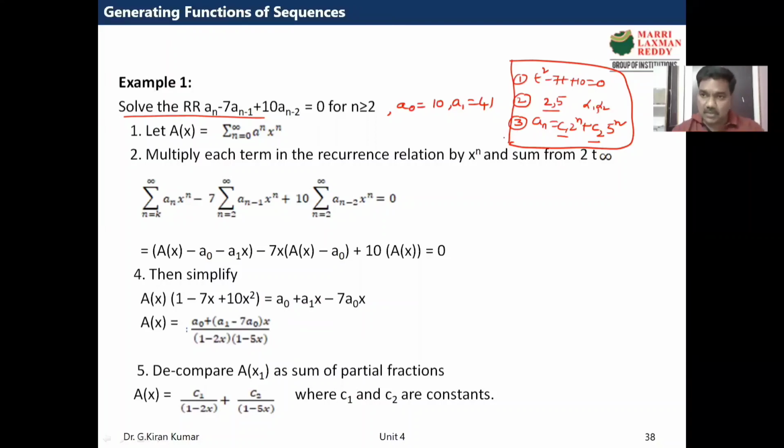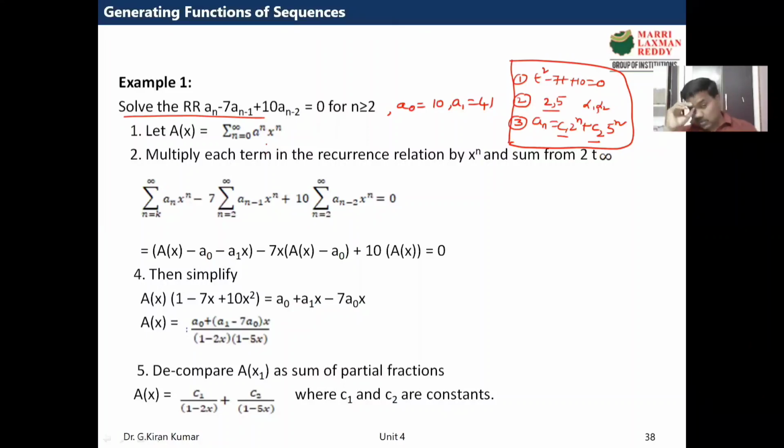Apply any method, but the answer should be the same solution. Okay, so it is completely rough work. At the end of the booklet, for this question the answer is c1 2 power n and c2 5 power n. It's rough work. So that means you have already answered this one.